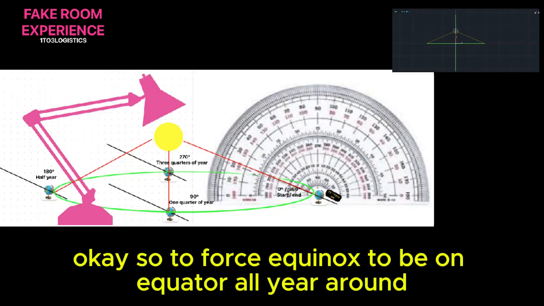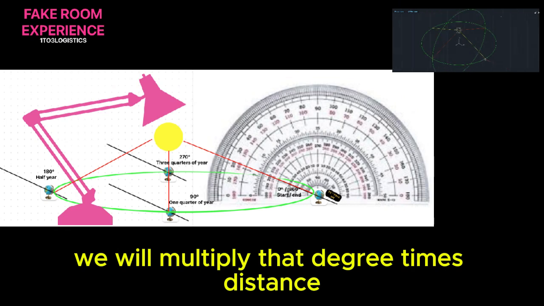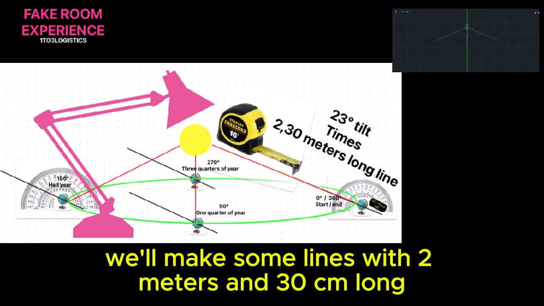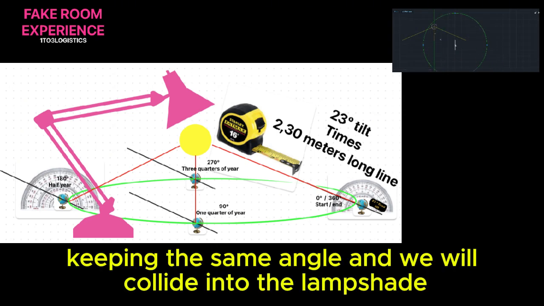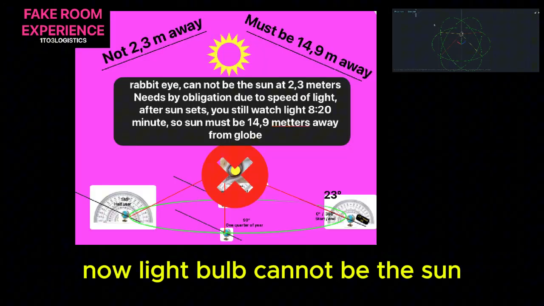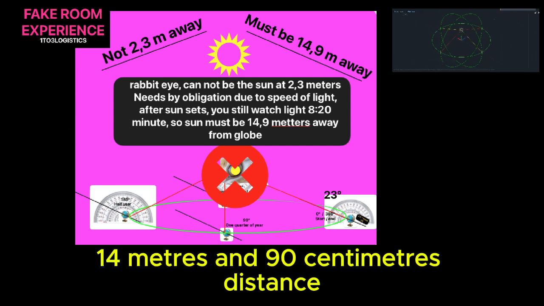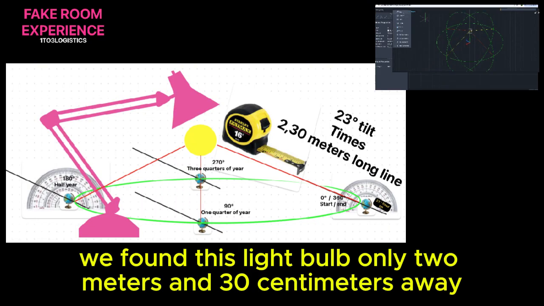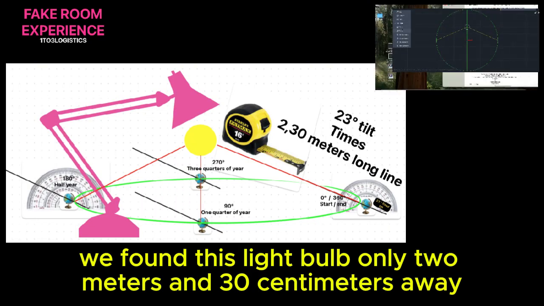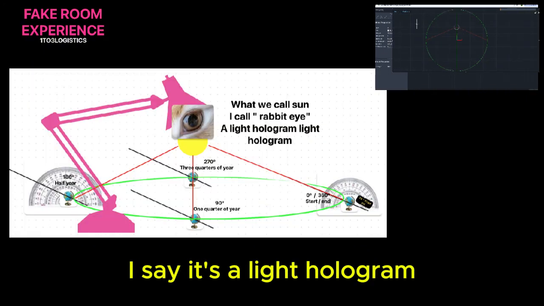Okay, so to force the equinox to be on the equator all year round, we will grab the globe with 23 degrees tilt, multiply that degree times distance, and make some lines 2 meters and 30 centimeters long, keeping the same angle, and we will collide into the lampshade light bulb. Now, the light bulb cannot be the sun. The sun must be, in our fake room experience, at a distance of 14 meters and 90 centimeters. We found this light bulb only 2 meters and 30 centimeters away. So this cannot be the sun. I call it the eye of the rabbit. I say it's a light hologram.